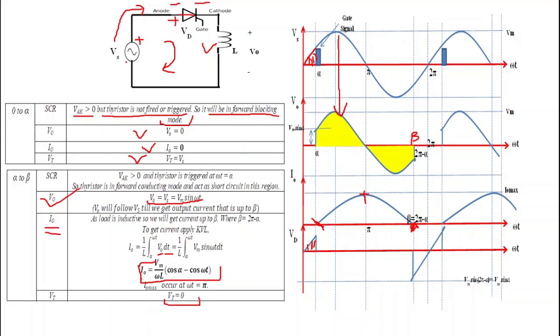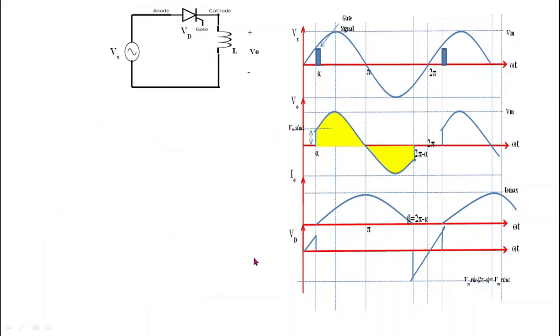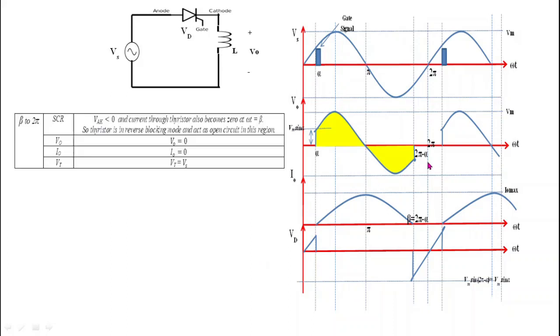Now what is the drop across the thyristor from alpha to beta? We know that from alpha to beta, the thyristor acts as a short circuit. The drop across a short circuit is 0, so we get 0 voltage drop across the thyristor from alpha to beta. Here it is not a diode, it is a thyristor, Vt. Now we will see the circuit operation from 2 pi minus alpha to 2 pi.